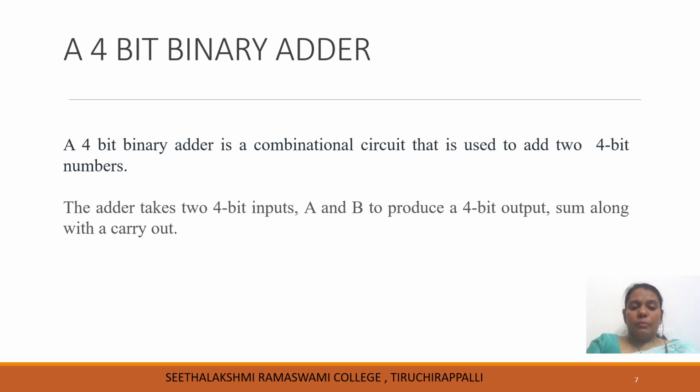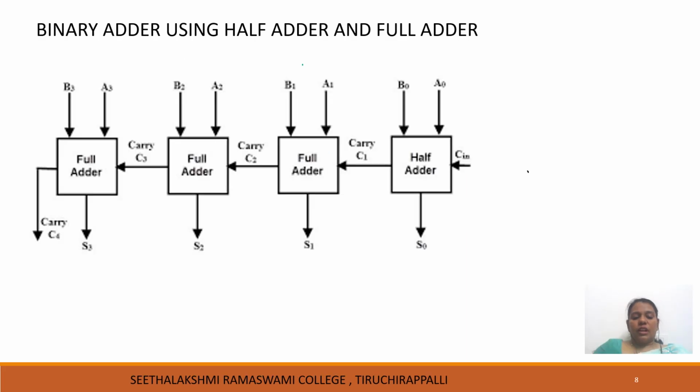A 4-bit binary adder is a combinational circuit used to add two 4-bit numbers. The input will be the two 4-bit numbers. Again, the output will be the sum and their carry. Now, we shall see the working of a binary adder. Before getting into the working, we shall see about the binary addition of a 4-bit number.